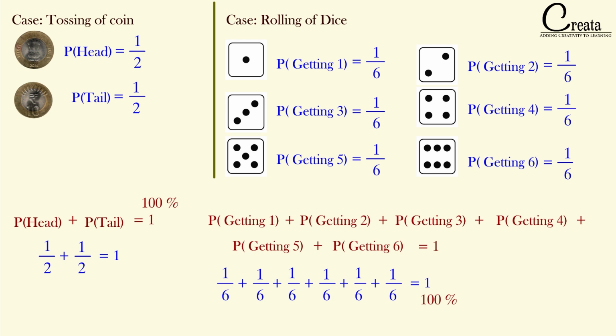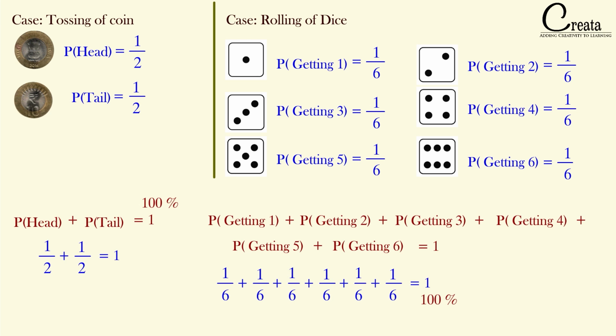Here the probability of getting the head is 50% and the probability of getting the tail is 50%. If we add both the probabilities, we will get the probability of 100%, that is 1. Just observe that we have to add all the probabilities within that experiment. We cannot mix and match the various experiments. Here the probabilities within the experiment of tossing the coin are 1 by 2 plus 1 by 2. And the probabilities within the experiment of rolling the die are 1 by 6 each.